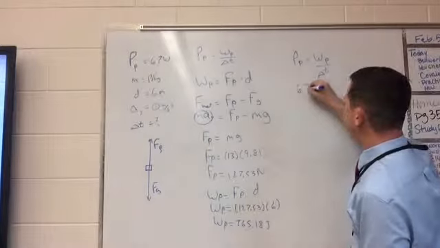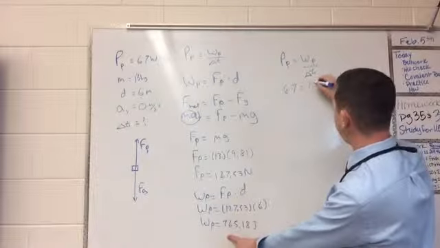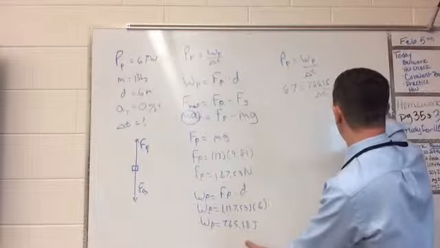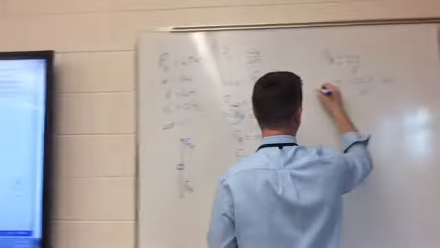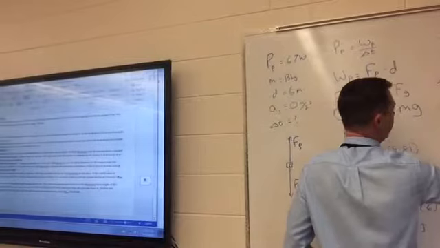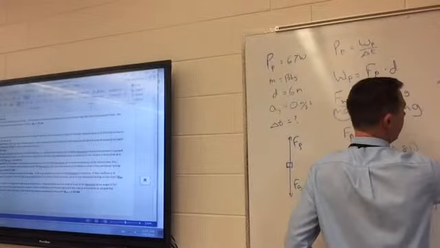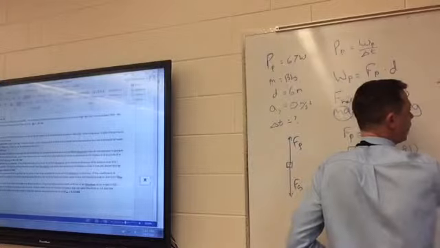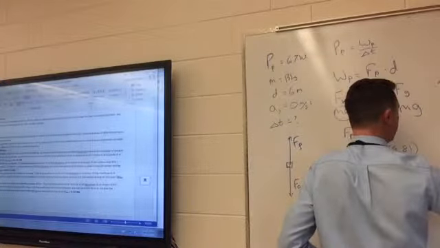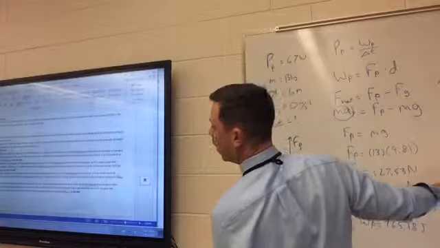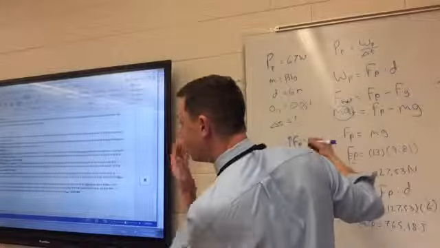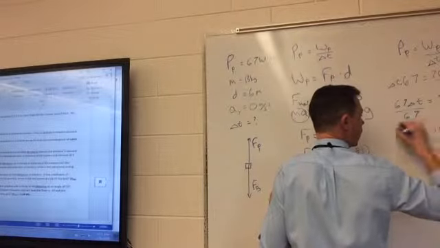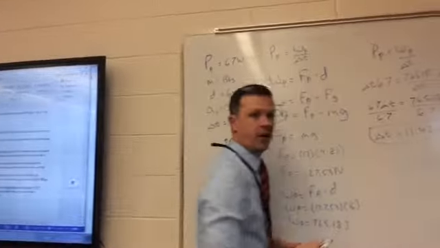Our power pump is 67, and the work is 765.18, and I'm solving for delta t. The way I'm going to do that is multiply both sides by delta t, and I get 67 delta t is equal to 765.18. Divide both sides by 67, and we get a time that is equal to 11.42 seconds. Is that right? Yes. And we've got our answer.